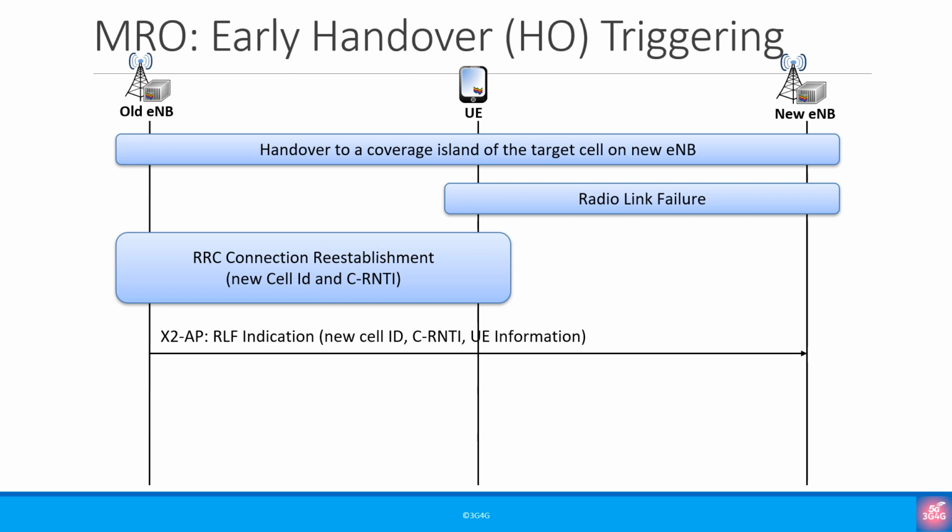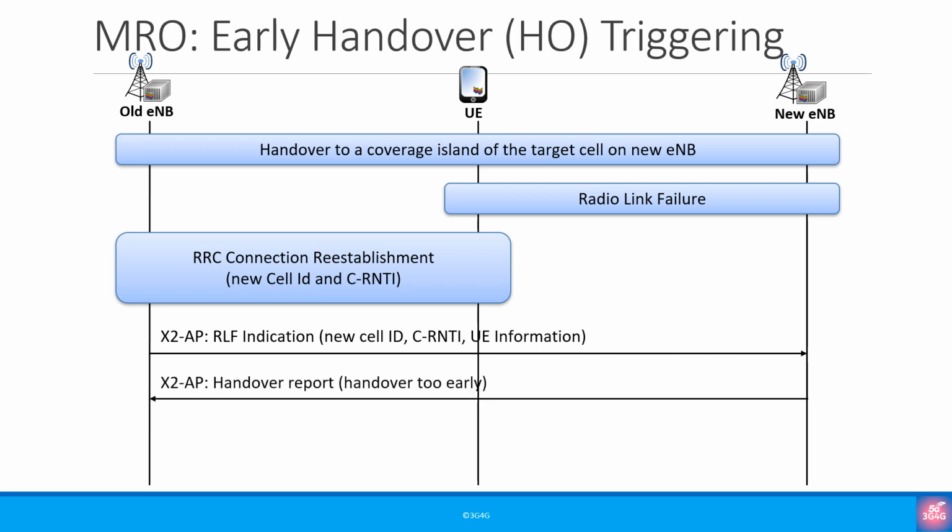However, in this case, when the old eNode B sends the X2AP RLF indication message, the new eNode B sends another new Release 9 message, X2AP handover report, indicating that the old eNode B started the handover procedure too early. The old eNode B can now use this information to adjust its measurement thresholds accordingly.